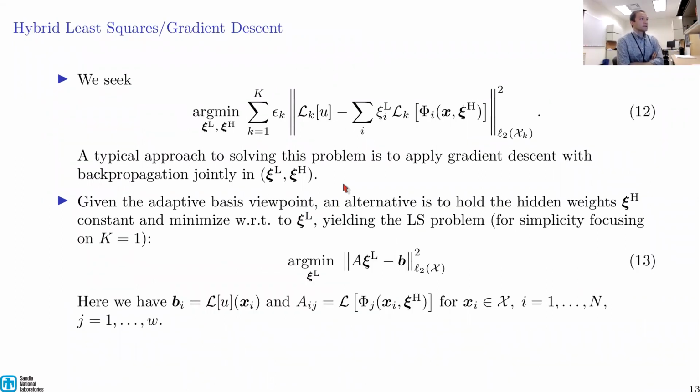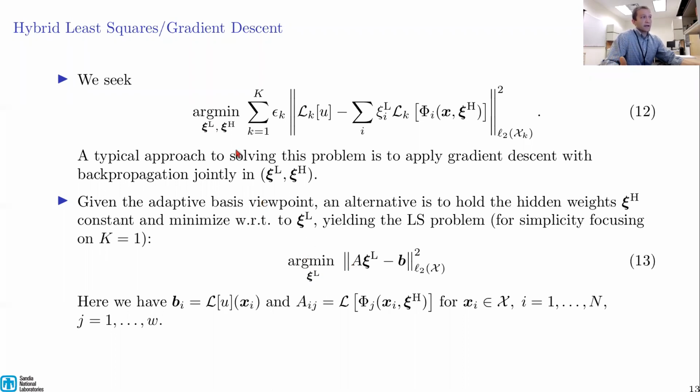So the training algorithm I just want to introduce quickly is this least squares gradient descent algorithm. So in order to minimize the loss that I showed you, this weighted little L2 loss, the typical approach is to just hit this entire thing with gradient descent in both the linear layer parameters and your hidden layer parameters. But if you look at this analogy to finite elements, this adaptive basis viewpoint, the alternative is to hold the hidden layers constant and then minimize with respect to the linear layer weights by solving the least squares problem.